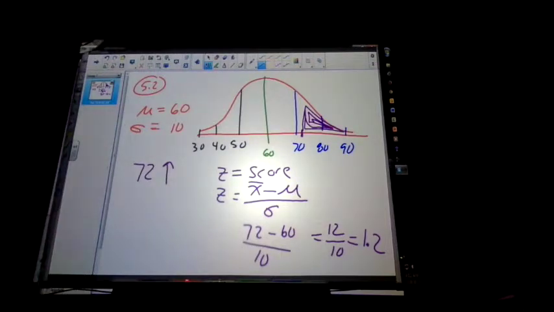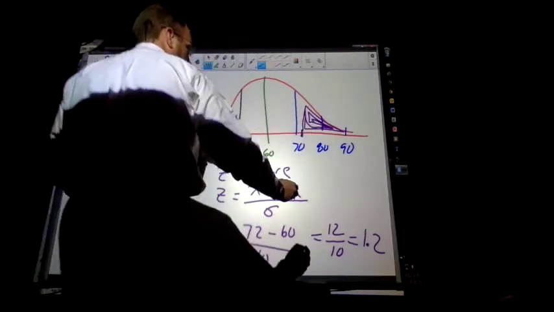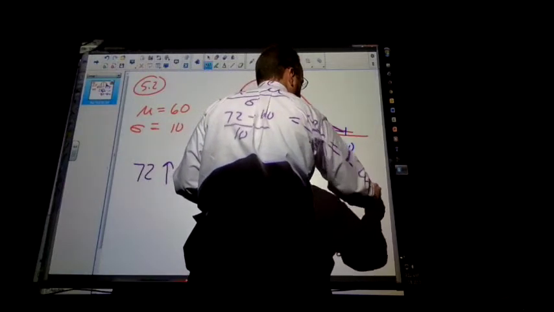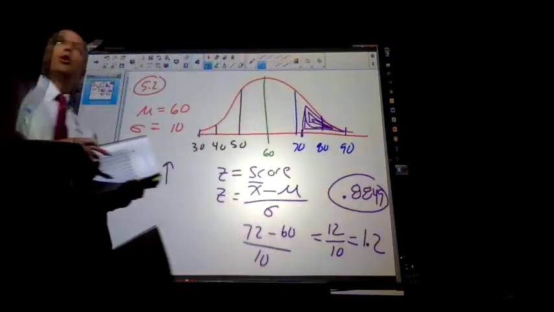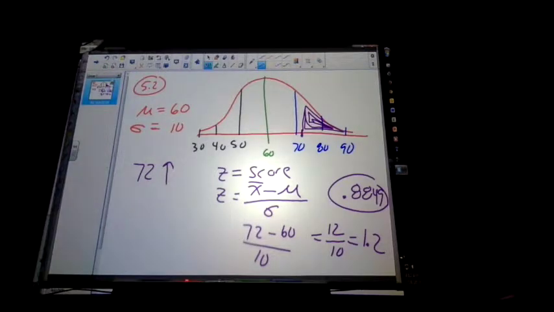Okay? So from there, I need to flip to the back and find my table that has the Z-scores on it. Remember, the Z-score table gives me the area to the left. So I'm going to look up 1.2 standard deviations above the average. 0.8849. So this is going to yield us 0.8849. So what does that value mean for us in response to this question? 88.49% of the population falls underneath this.